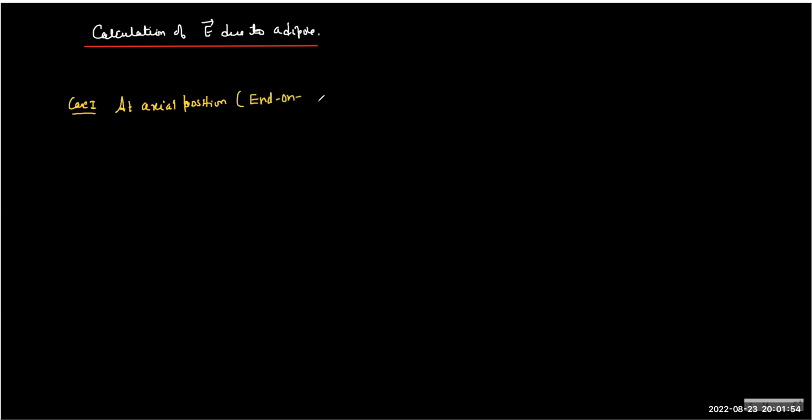So now the next thing is the calculation of electric field due to a dipole. Now it's not very difficult, it's pretty easy. And there are multiple cases, we'll take them one by one. So case one is called at axial position. And the word axial is also called end-on position.